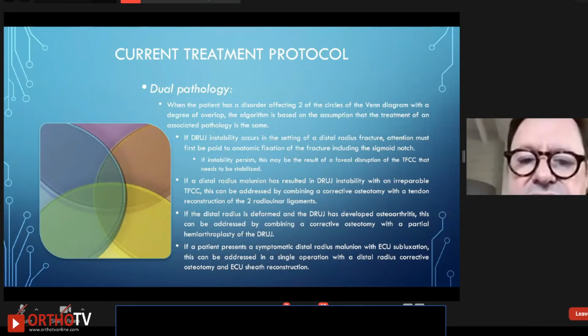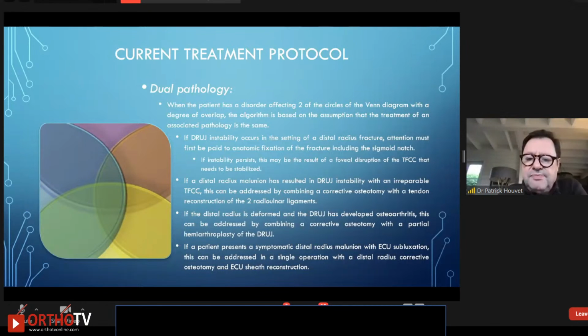If a distal fracture of the radius has resulted in a joint instability with an irreparable TFCC, this can be addressed by combining a corrective osteotomy with a tendon reconstruction of the two radioulnar ligaments. If the distal radius is deformed and the joint has developed osteoarthritis, this can be addressed by combining a corrective osteotomy and a partial hemiarthroplasty of the joint. Finally, if a patient presents a symptomatic distal radius malunion with ECU subluxation, this can be addressed in a single operation with a distal radius corrective osteotomy and an ECU sheath reconstruction.